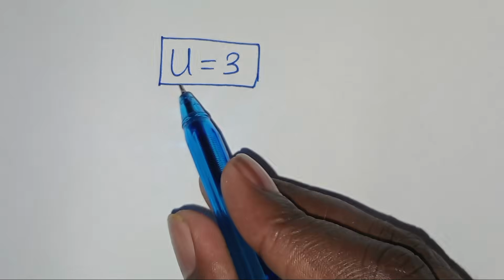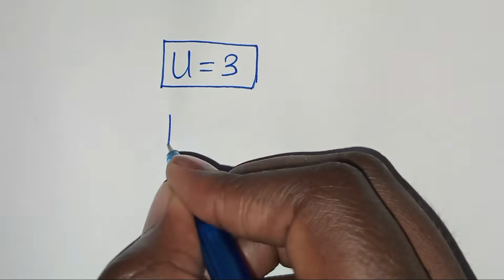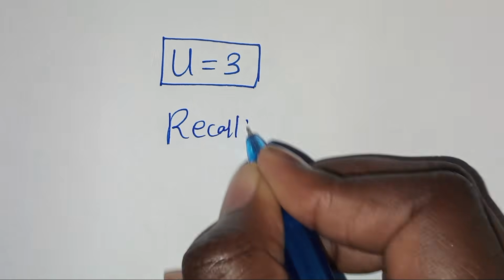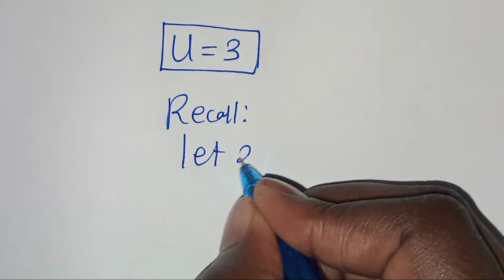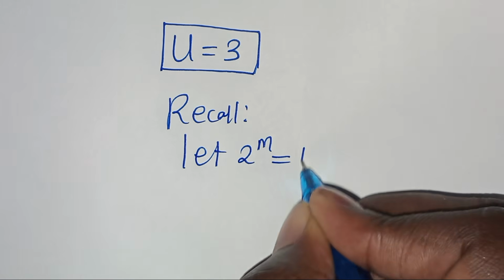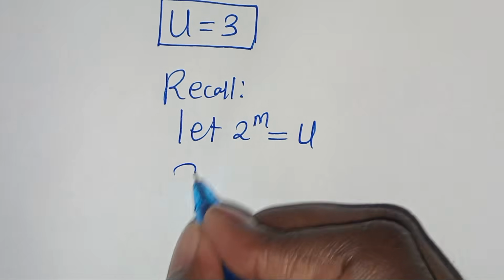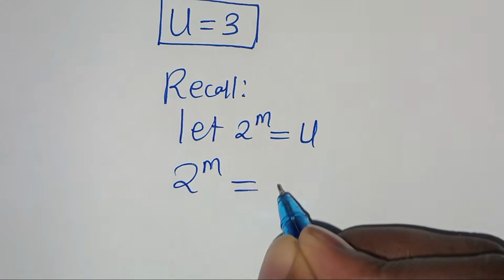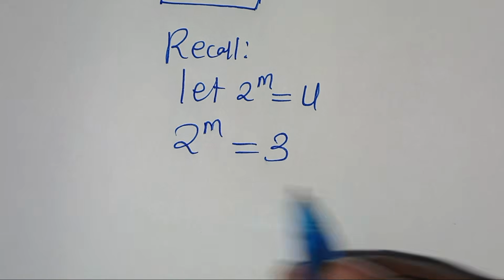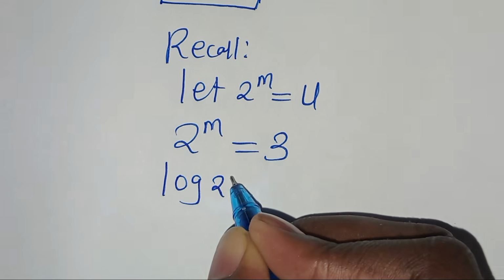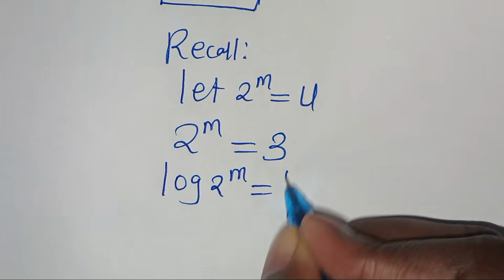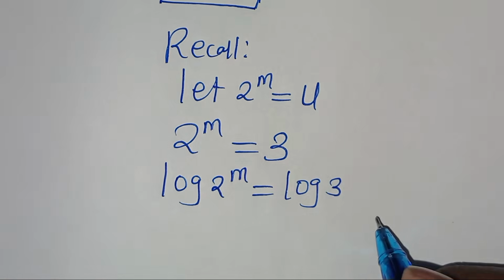Now we have that u is equal to 3. And if you recall, we let 2 to the power of m be equal to u. So we have 2 to the power of m, this is equal to 3. To solve for m, let's introduce logarithm on both sides. We have log 2 to the power of m, this is equal to log 3.